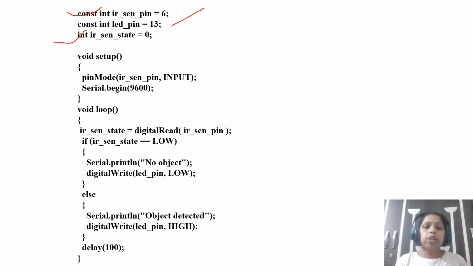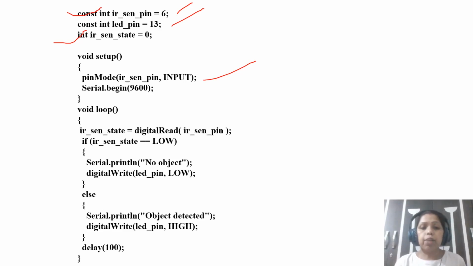I have written this. Under the void setup function, I have to configure the mode of pin number 6. The IR detector will send data to the Arduino, so we are collecting data, and that pin number 6 will act as an input pin. That is why under the pin configuration it is mentioned as IR sensor pin input. Then Serial.begin with 9600 in brackets.